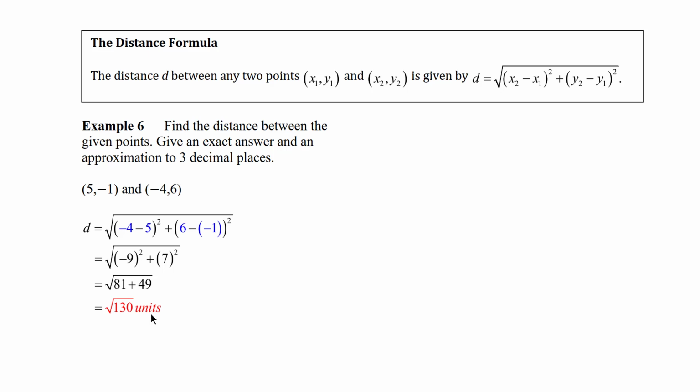This is the exact answer. The problem also wants an approximation to 3 decimal places. So after taking the square root of 130 and rounding the value to 3 decimal places, we get 11.402 units.